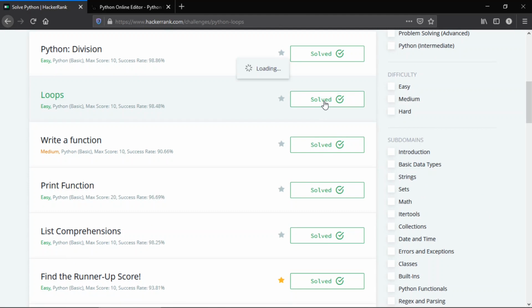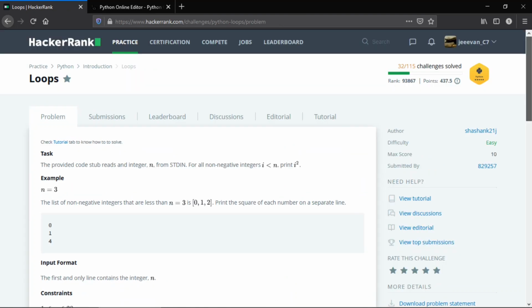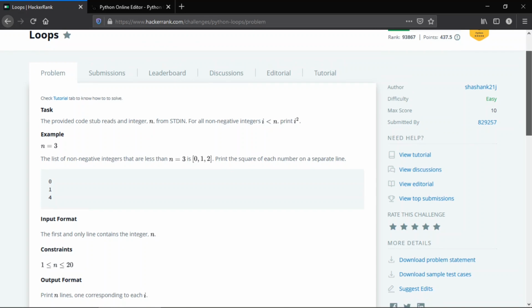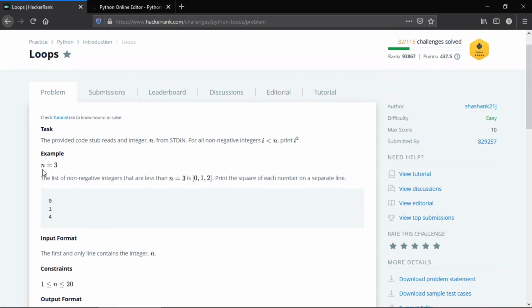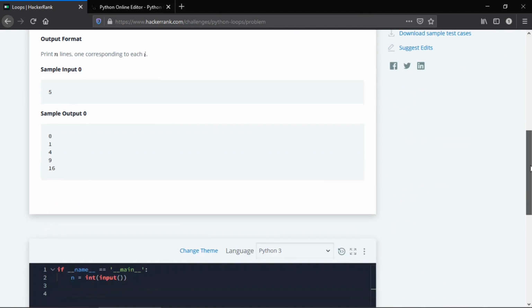So our next question is Python loops. What we have to do in this question is they will be giving a number n. We should print that many numbers. What are those numbers? Those numbers are their squares actually.